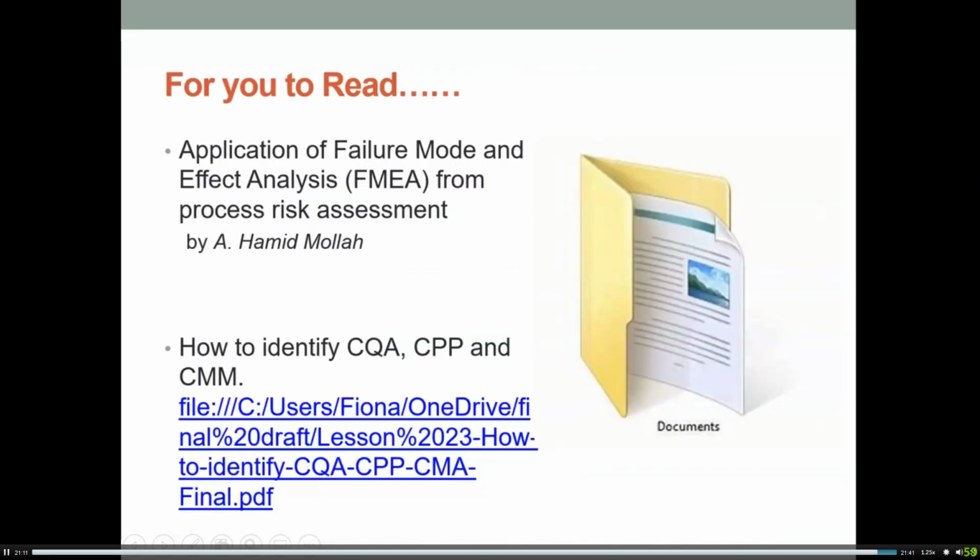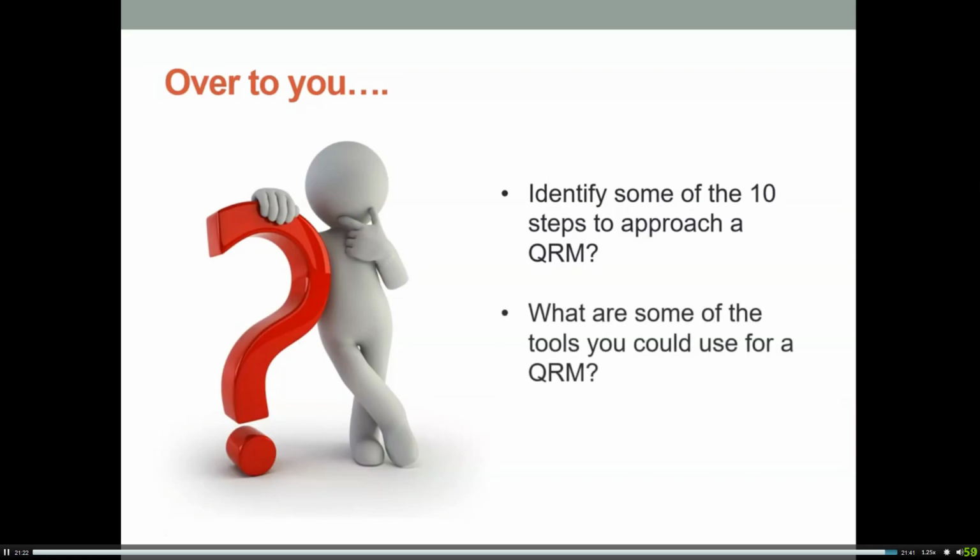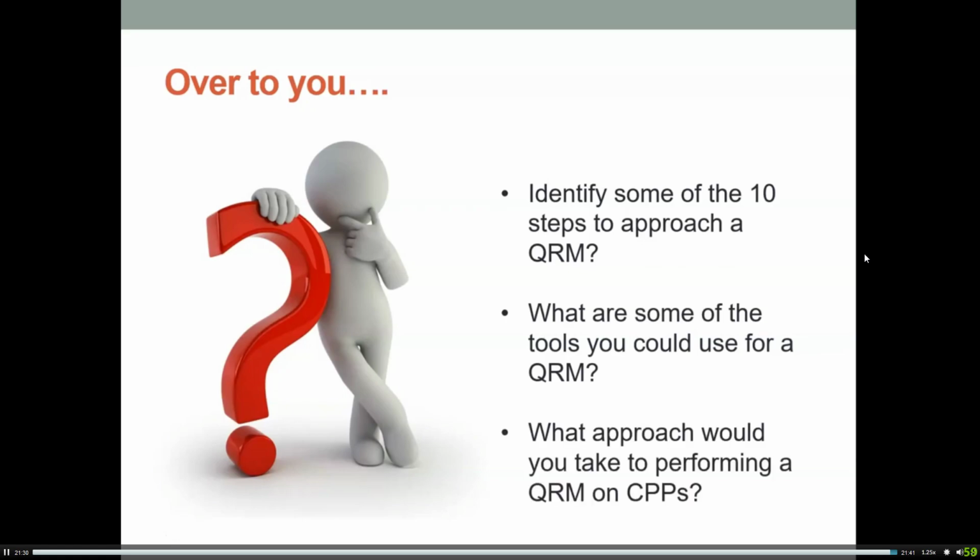So some further reading for you. Over to you. Can you identify some of the 10 steps to approach a QRM? What are some of the tools you could use for a QRM? What approach would you take to performing a QRM on CPPs, critical process parameters?